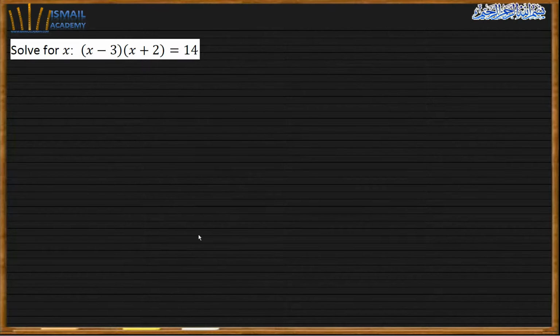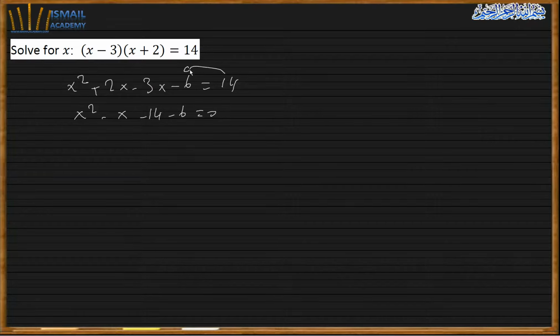Alright, next. So here they ask me to solve this. The best way here to deal with this is to FOIL, move the 14, use the quadratic formula, and you're done. So don't think too much. So here it is going to be x squared plus 2x minus 3x minus 6 equal 14. Let me do it step by step because I don't want to confuse some of you guys. So I minus 14 both sides. I move the 14 here.